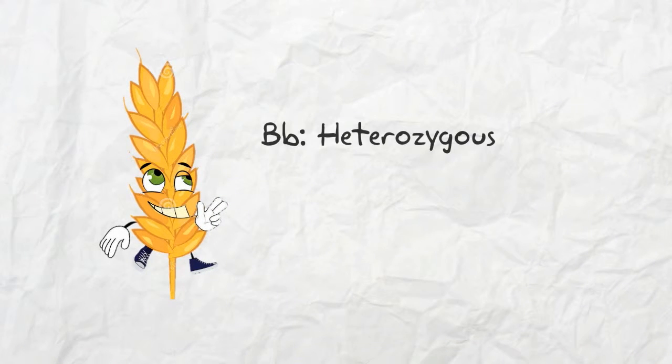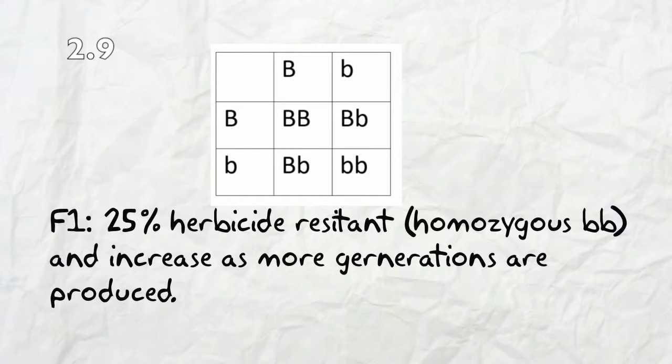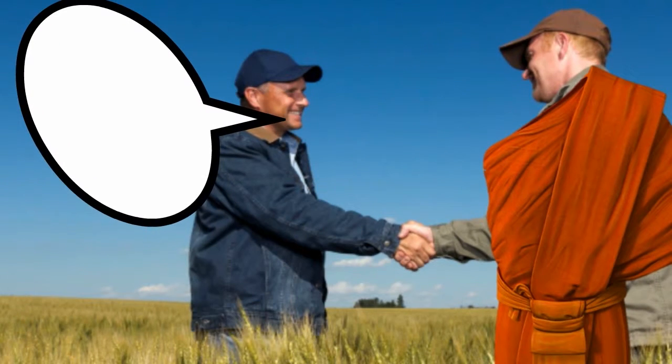Therefore, by breeding two heterozygous big B little b wheat plants, herbicide-resistant wheat will result. 25% of the F1 generation is herbicide-resistant, as depicted by the Punnett square. As more generations are bred, the percentage of little b homozygous is increased. This allows for faster and more cost-effective protection of wheat crops against weeds.